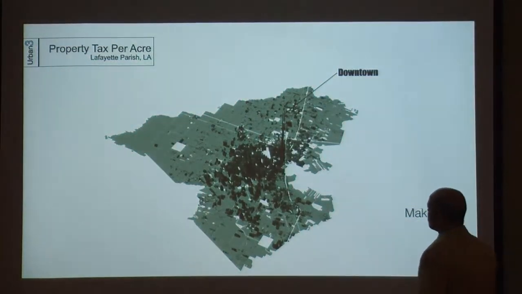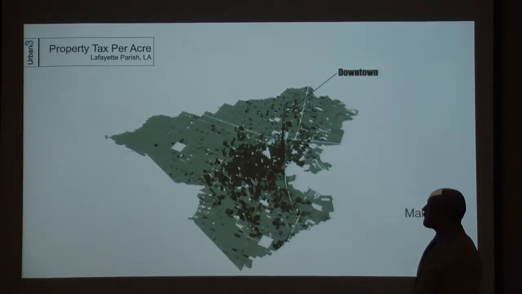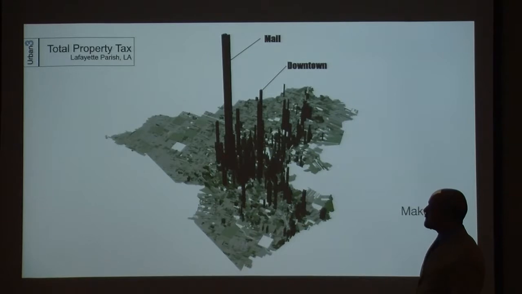So back to the revenues again, you see downtown, this is the property taxes per acre. This is the total property taxes. Now you see the mall jump up. Mall's a big producer.